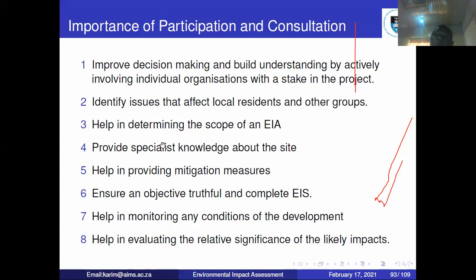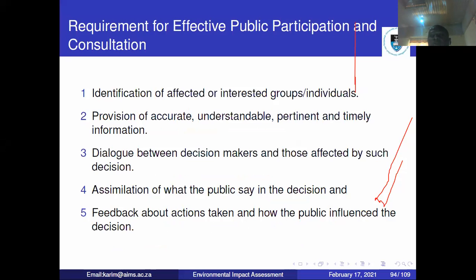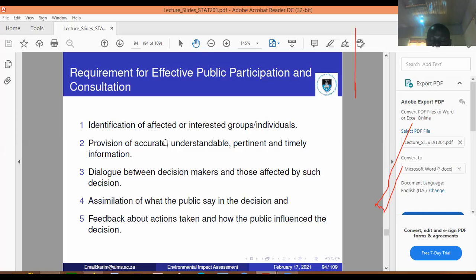And then you allow people to participate, and the important thing is that it will help in evaluating the relative significance of the likely impacts. So you want people to participate.